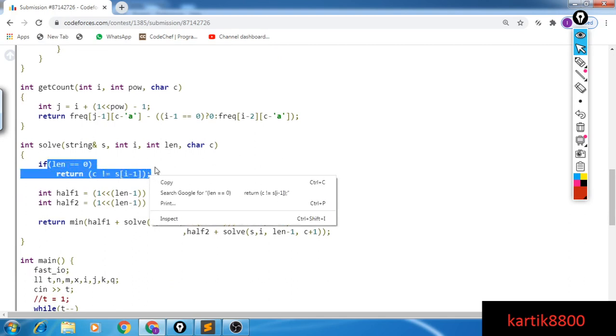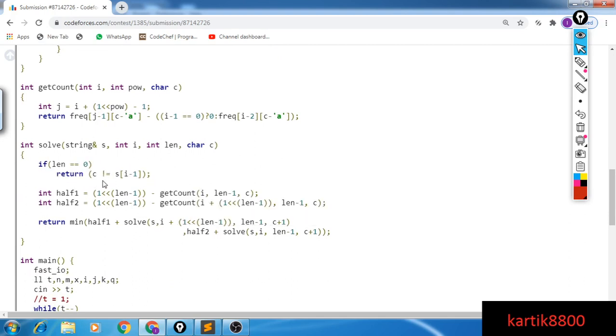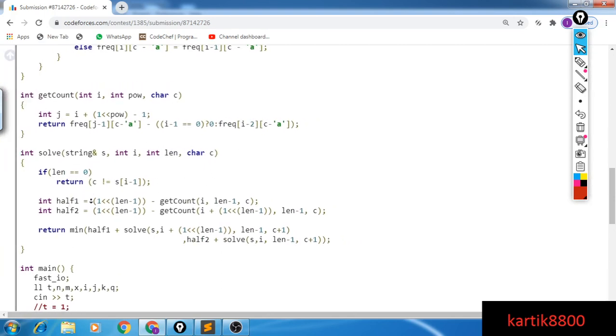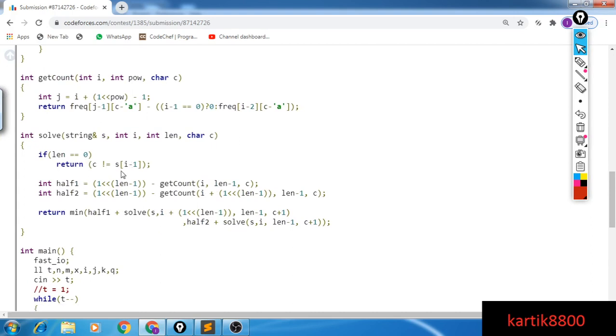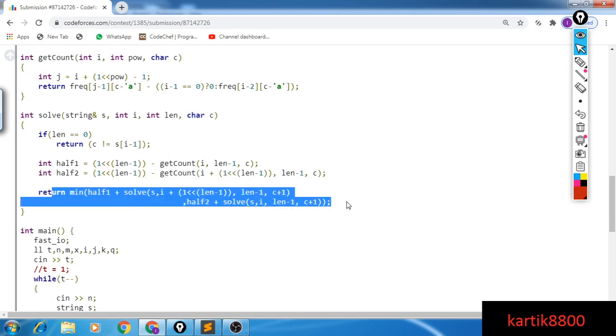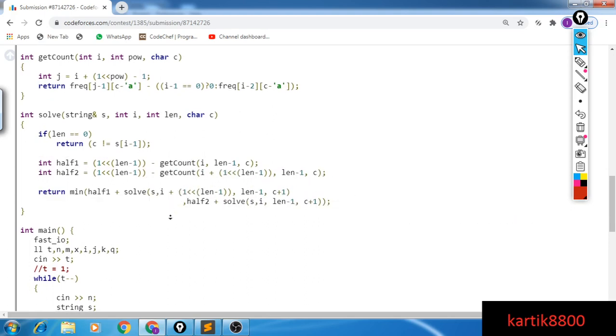If the length of the string is 2 power 0, that means there is just one character. You check if that character is equal to C, since I wanted to make a C good string. If it is equal to C, then the cost is 0, otherwise the cost is 1, you have to change it. Now there are two possibilities. This is the same recurrence that I discussed, and I've implemented it as it is.